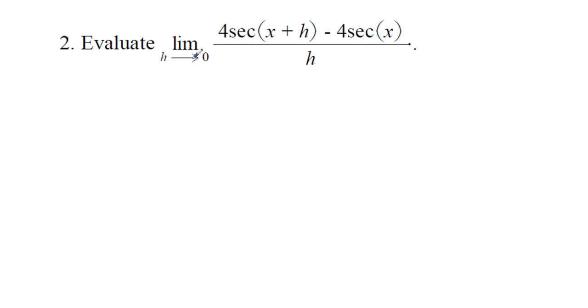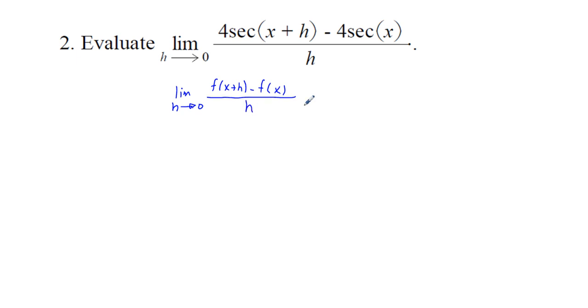Next, evaluate the limit as h approaches 0 of 4 secant of x plus h minus 4 secant of x over h. And what we have here is the essential definition of derivative, which is this one. Limit as h approaches 0 of f of x plus h minus f of x over h.